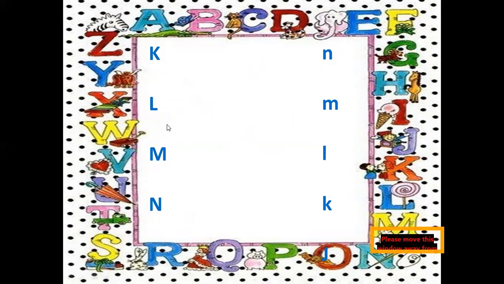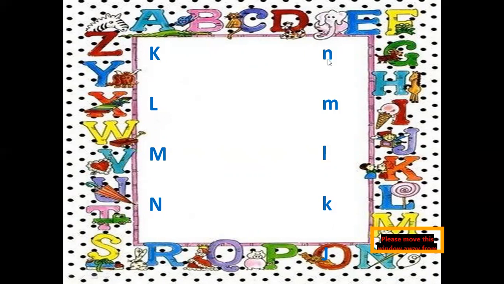K, L, M, N. They are in sequence, but on the right side, the letters are not in sequence. You have to search and you have to match the letter. So the first one, here is the first one, letter K. So search for the letter K. This one is the letter K.